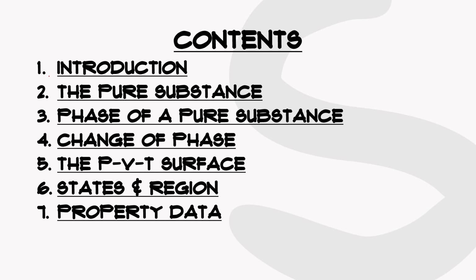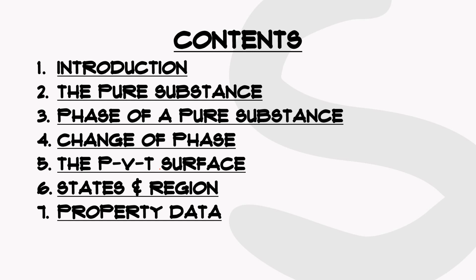So for the contents of this topic, we will first have an introduction, the application, or the importance of why we study this topic. Then number two, we'll have a description of what a pure substance is. Then for number three and number four, we'll talk about the phases and the change of phase of a pure substance. And number five, we will introduce this PVT surface, or that's the pressure, volume, and temperature surface, and its projections later on. It's a tool for knowing the state or condition or phase of a pure substance at the given condition.